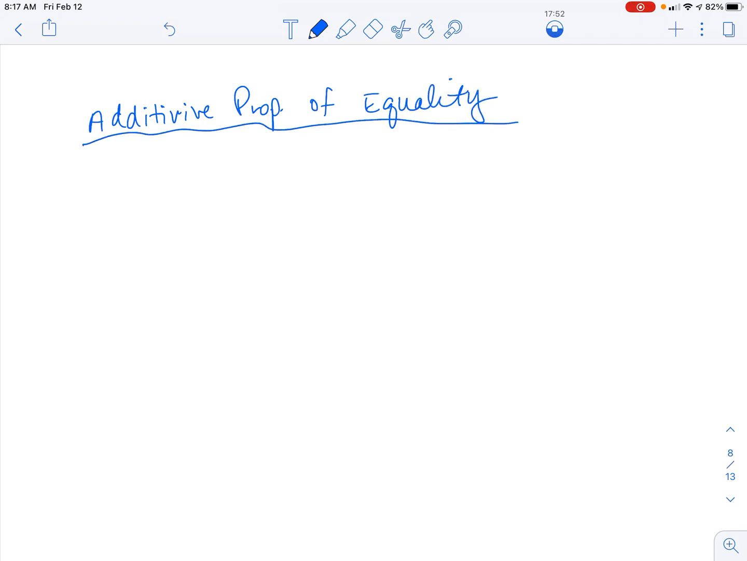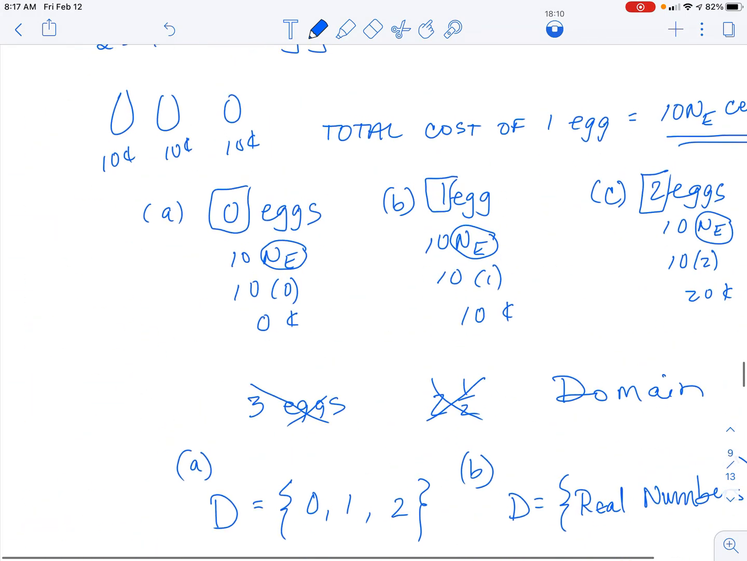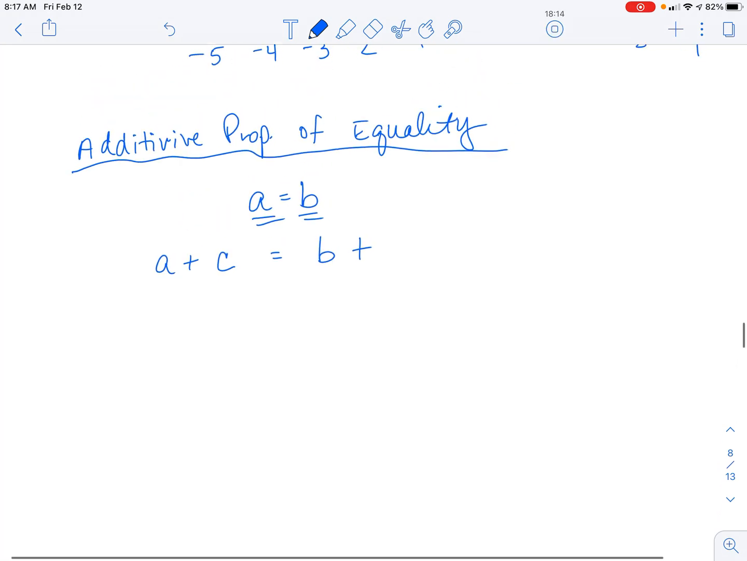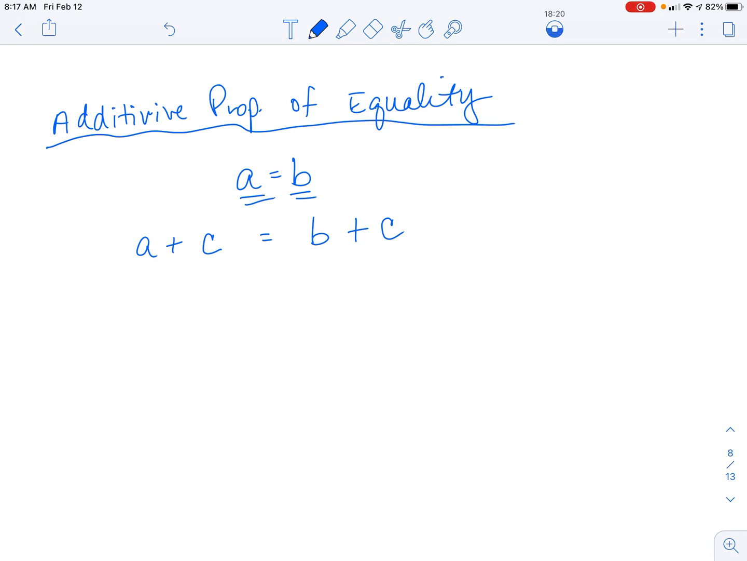The additive property of equality is slightly different than the additive property of inequality, but used the same way. But here's what we have been doing. Let's say that if A, B, and C are all real numbers, or any real numbers, and we say that A is equal to B, then if I add C to either one of these variables, then they would still be equal to each other.